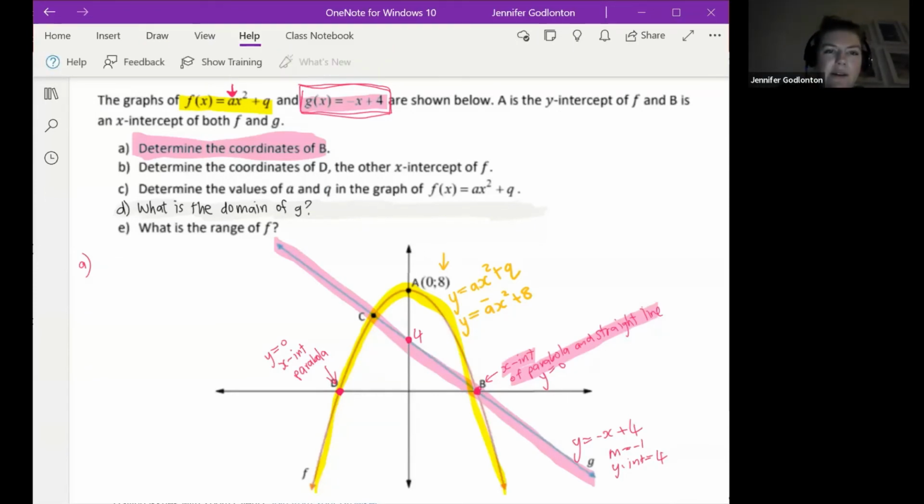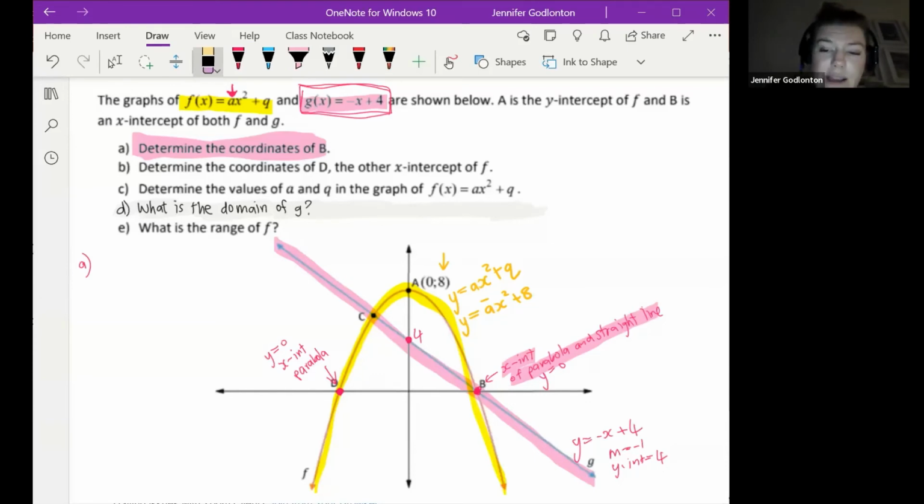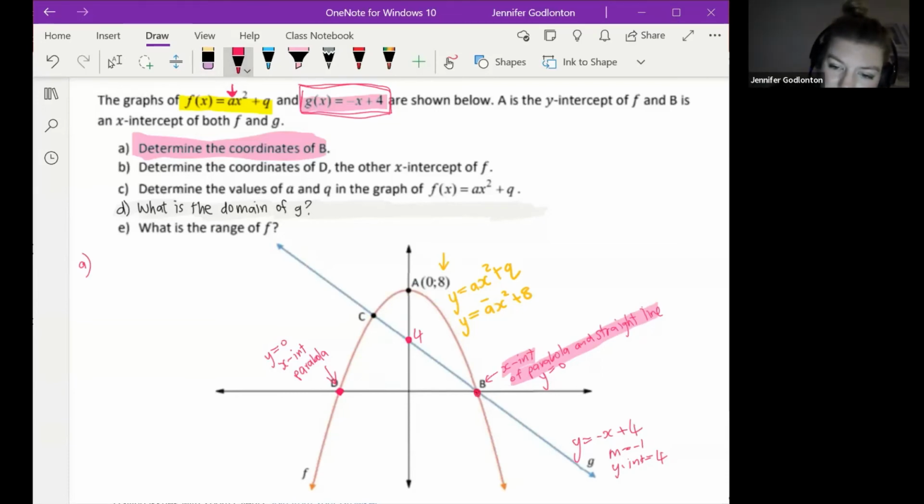First, we have to understand what B is. Is everyone happy that B is the x-intercept of our parabola and the x-intercept of our straight line? Give me a thumbs up if we're happy with that. Cool. And if it's an x-intercept, then y is going to equal 0. That's what we know about intercepts.